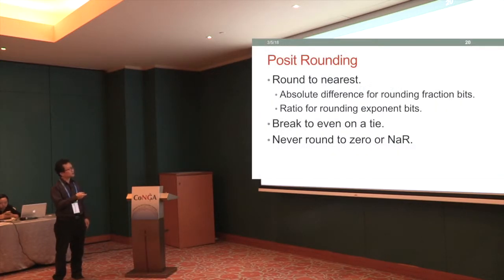Posit rounding will round to the nearest number, depending on whether you are rounding the fraction bits or the exponent bits. You will have the minimum absolute difference or minimum ratio. When your value is exactly at the midpoint of two consecutive posit numbers, we break the tie to even. That means we are rounding to a posit that has a 0 at the least significant bit. And in addition, we never round to 0 or not a real representation.